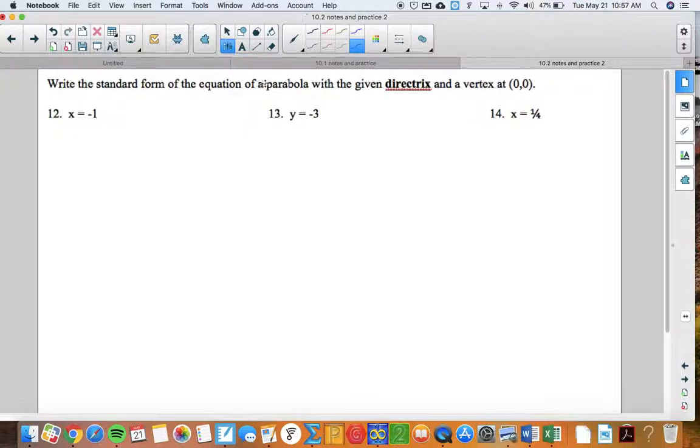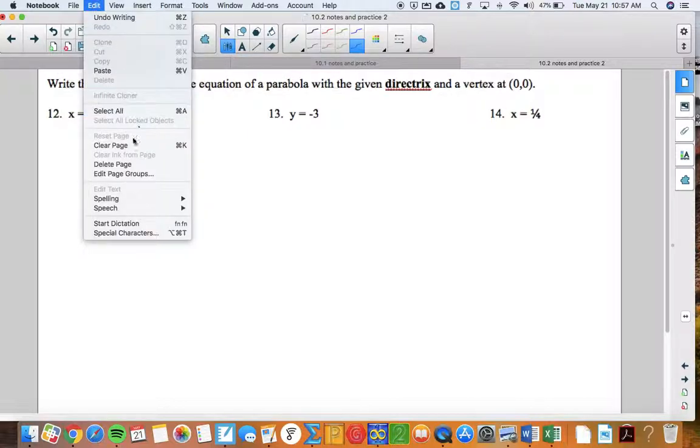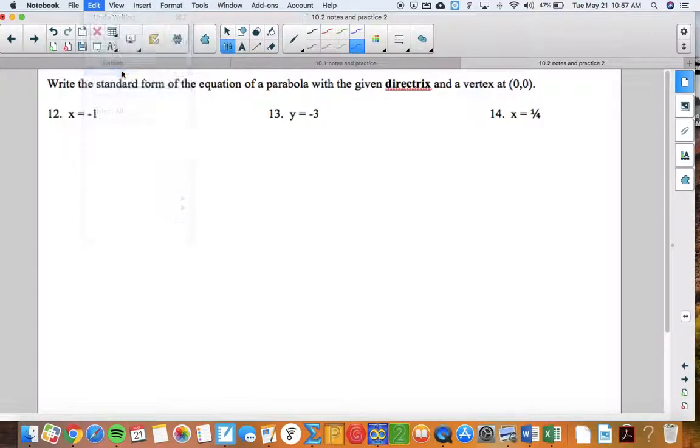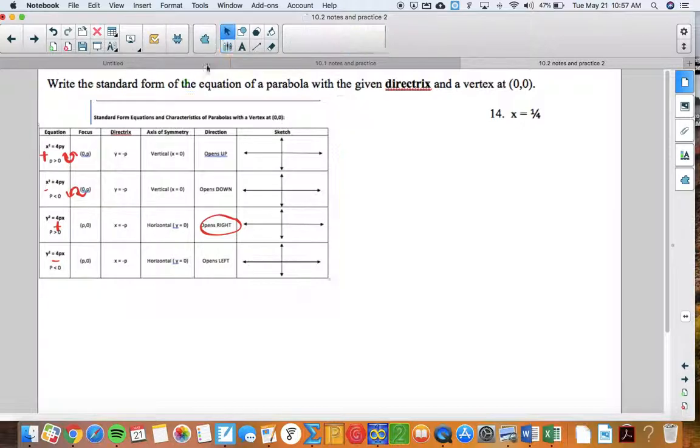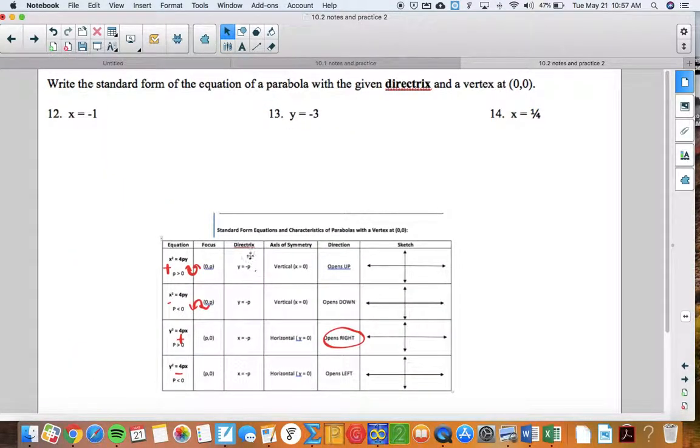Write the standard form of the equation of a parabola with the given directrix. Now this is the directrix. Let's paste that table back in there. So now we're looking at this column. Our directrix is x equals -1, so it's got to be this one right here.